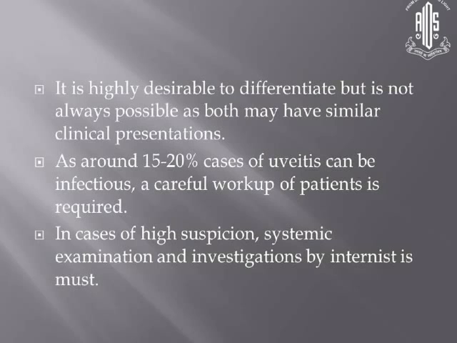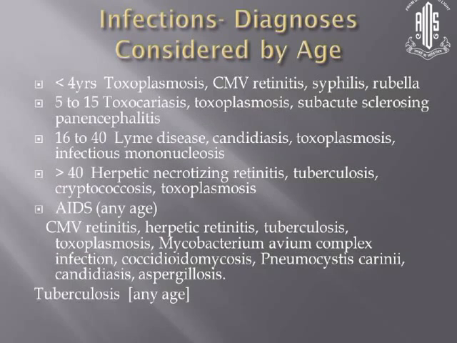Around 15 to 20% of cases of uveitis can be infectious, so a careful workup of the patient is required because generally we tend to give steroids or other immunosuppressives in these cases. In case of high suspicion, systemic examination and investigation by an internist is a must. For all the types of infections in the eye, these are the infections according to age.